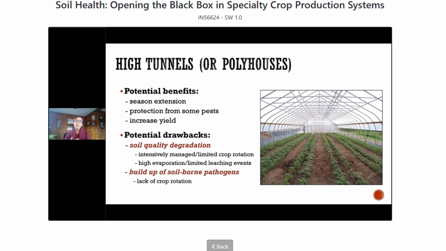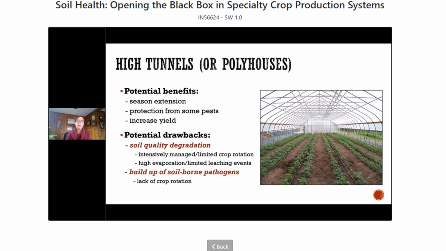High tunnels are another thing that's increasing rapidly here in the Midwest as people are interested in local food systems and supplying more specialty crops to local markets. High tunnels have numerous benefits. They can extend the growing season, they can protect plants from some pests, and they can increase yield. But they also have some drawbacks, and one of those, most importantly, is soil quality degradation.